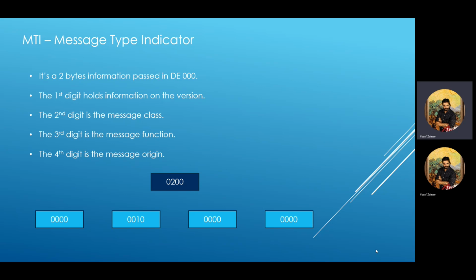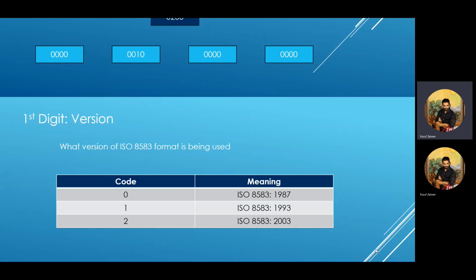I'll cover all these things in detail, so don't worry. The third one is the message function, which tells how a message should flow in a system. The fourth one tells the origin, so whether the message has originated from the acquirer, the issuer, or some other place. In this example, if say the MTI is 0200, that gets broken down into 0, 2, 0, 0. That is how this information is sent in MTI. Now let's get into detail of each of these digits.